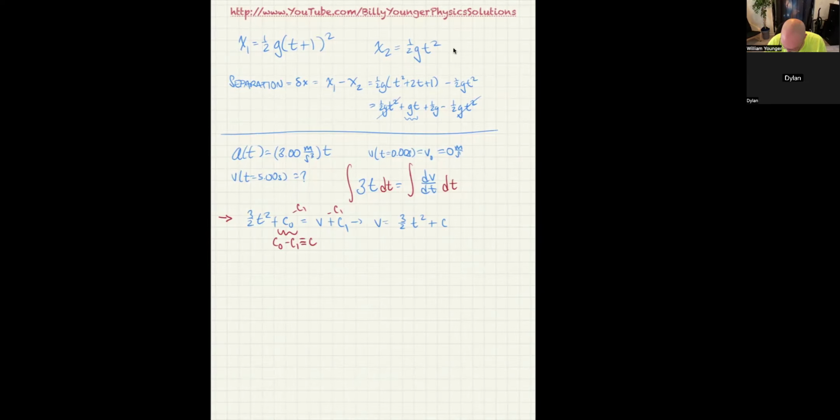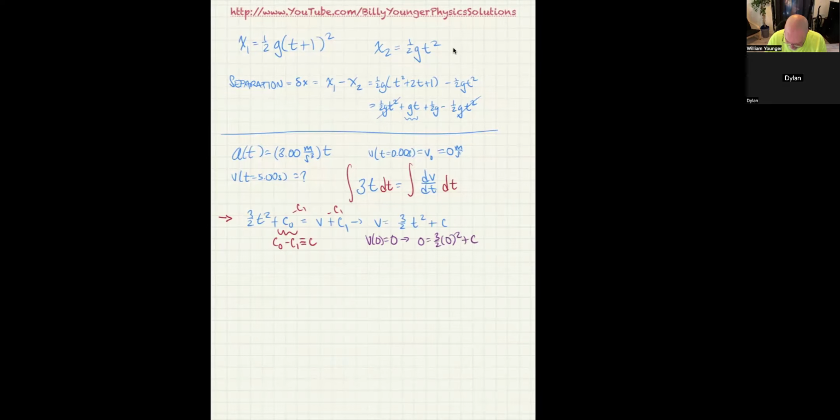Now that we have a particular constant, we can evaluate what they told us about that constant. So we know, for instance, v of 0 is equal to 0, and that tells us 0 is equal to 3/2 times 0 squared plus C.